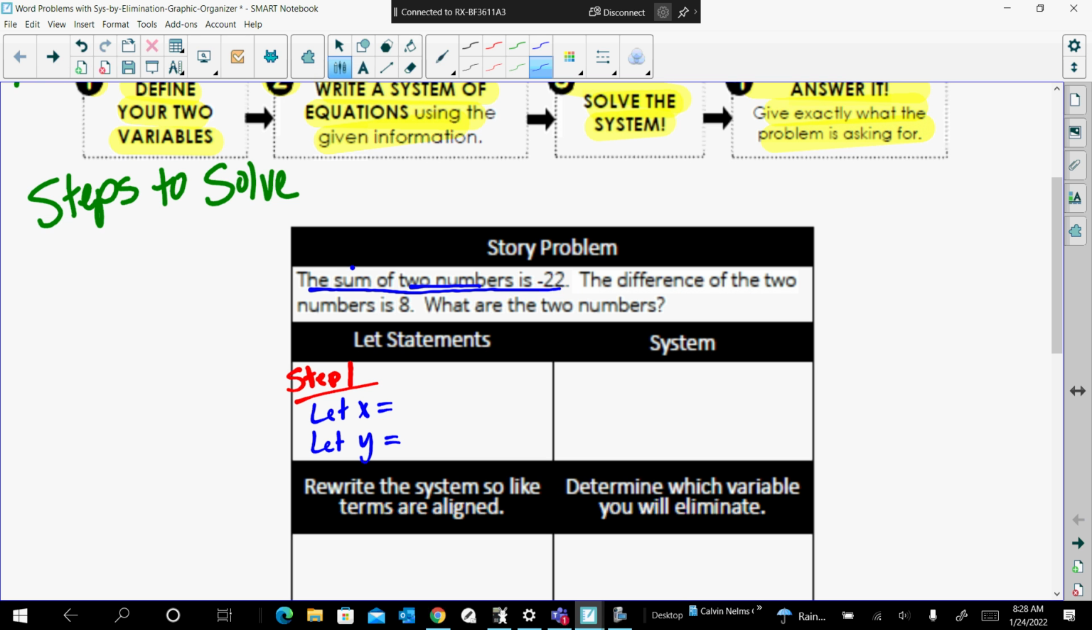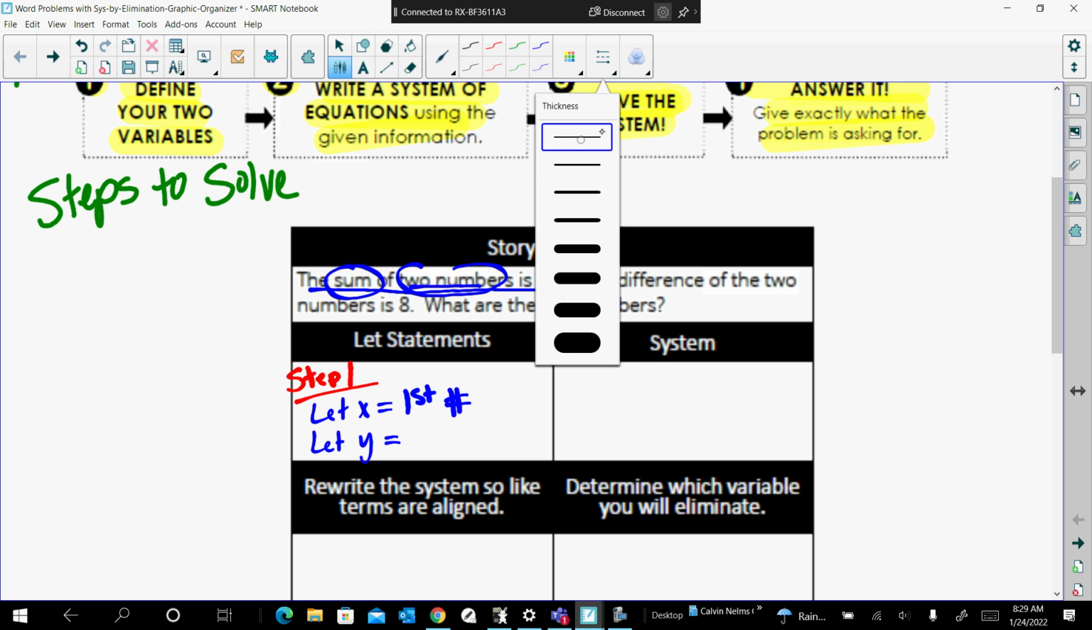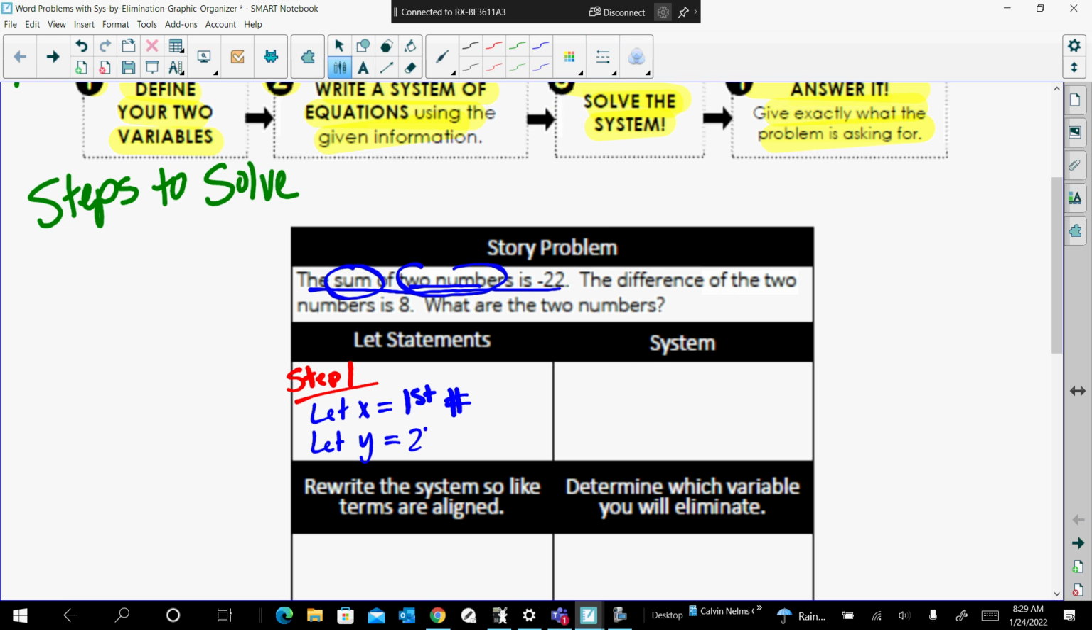You're right. I heard sum, all right? But we're talking about two numbers. We don't know what those two numbers are. So we have to define them. That's the let statement. We're going to let x be the first number, and I'm just going to put the number symbol. And we're going to let y be the second number. That's your let statements.